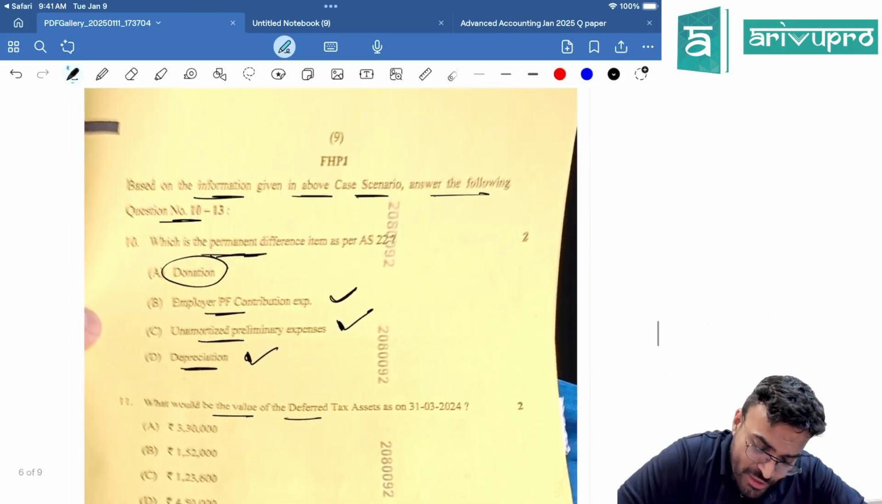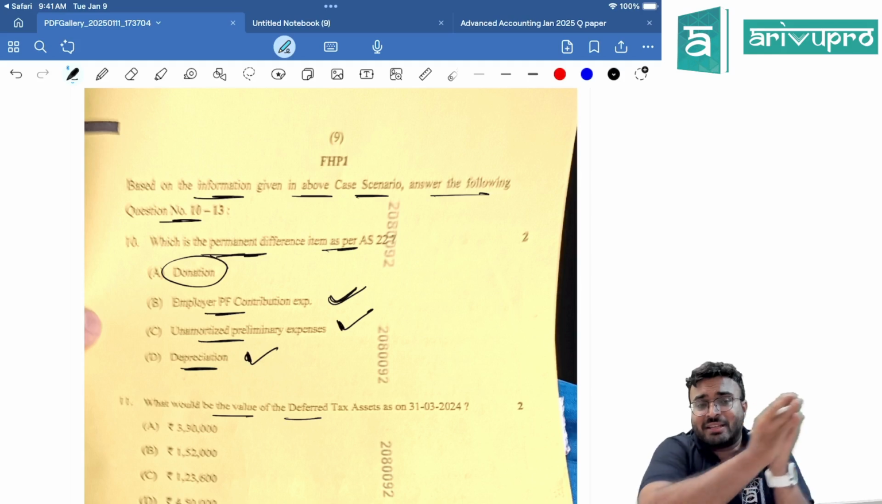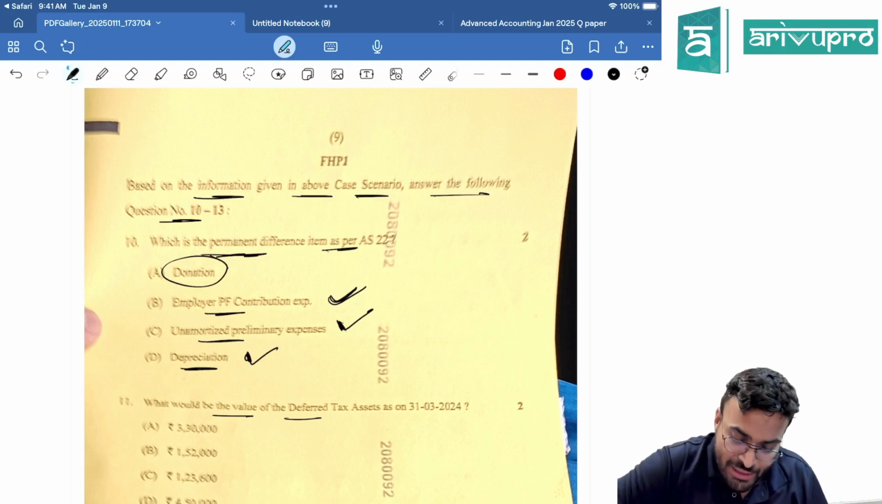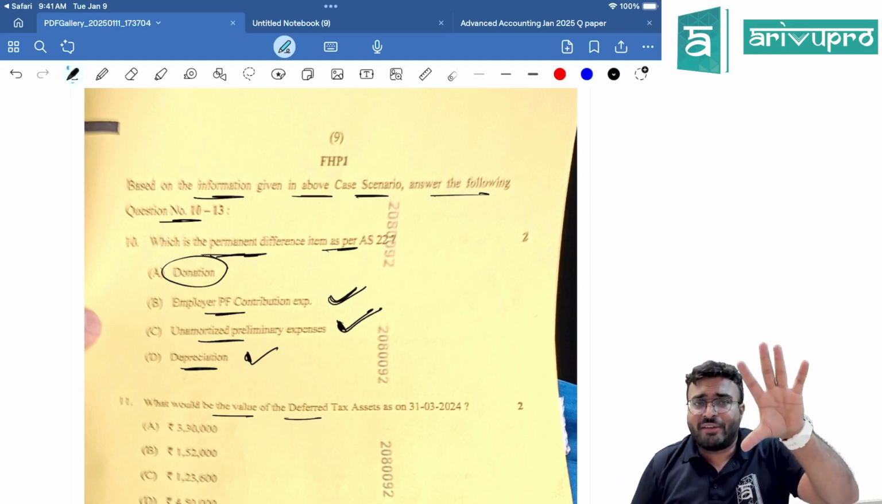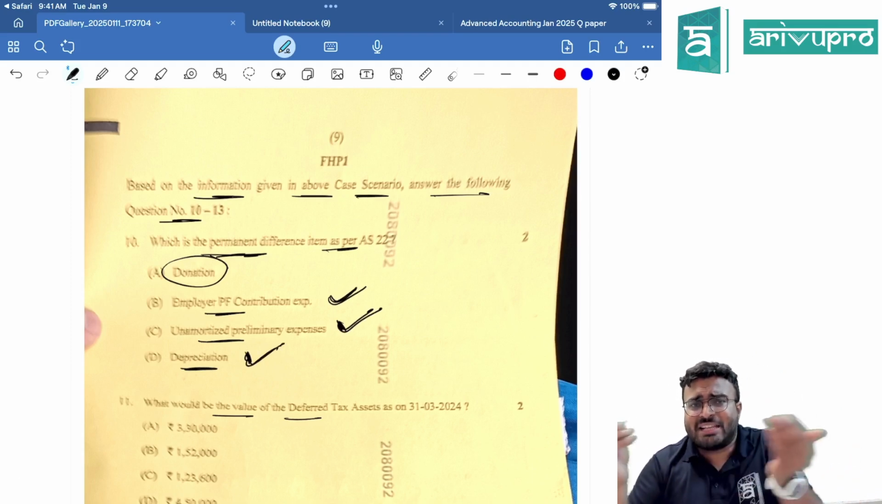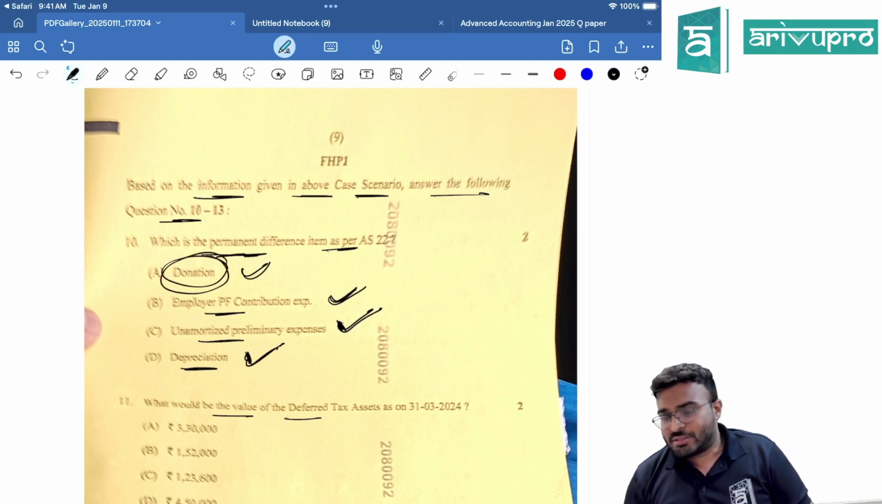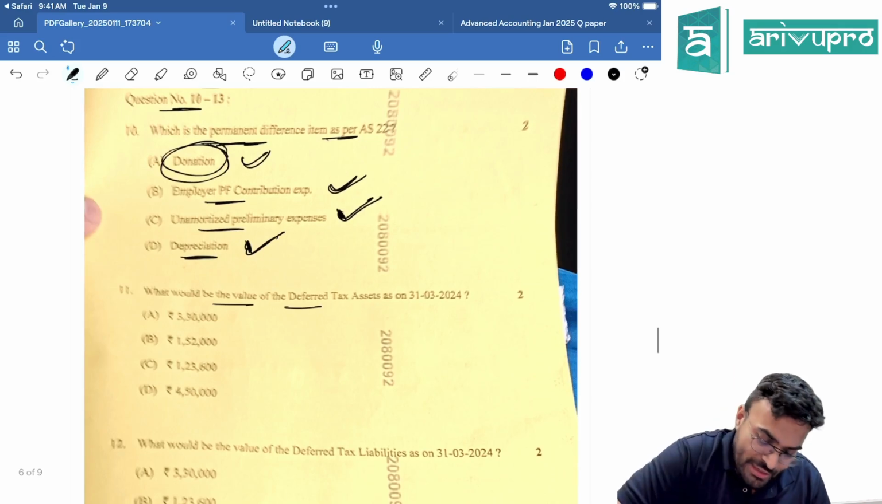that they asked is, what is permanent difference? Employee PF contribution, we saw it is not a permanent difference. Last year they disallowed it, this year they are allowing. Unamortized preliminary expense, we know they are going to allow it over a period of 5 years. Depreciation also we know is going to be allowed as per taxation as well as accounts. Donation is the one which is causing permanent difference. Permanent difference is donation.